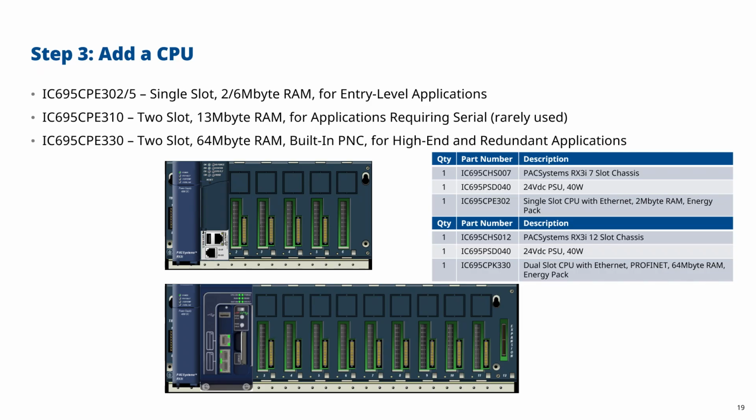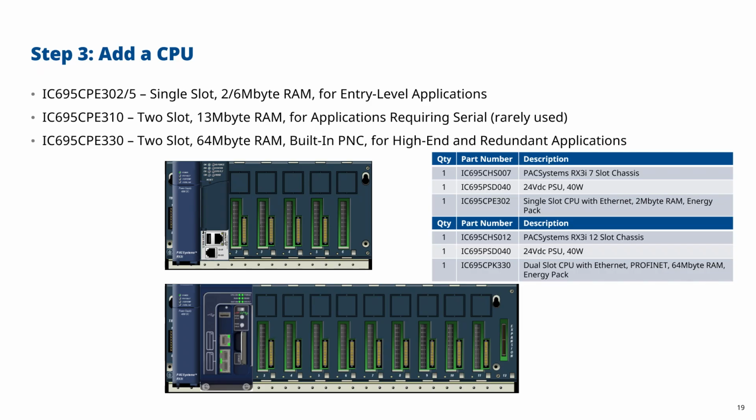And then we've got our flagship CPU. This is the CPE 330. This one is a 2-slot module. It's got 64 megabytes of RAM now, so much more than the other ones. It's got a built-in PROFINET controller with a built-in switch supporting MRP. And this is the one you would use for high-end and also for redundant applications. Now with this one, you don't have any serial ports.